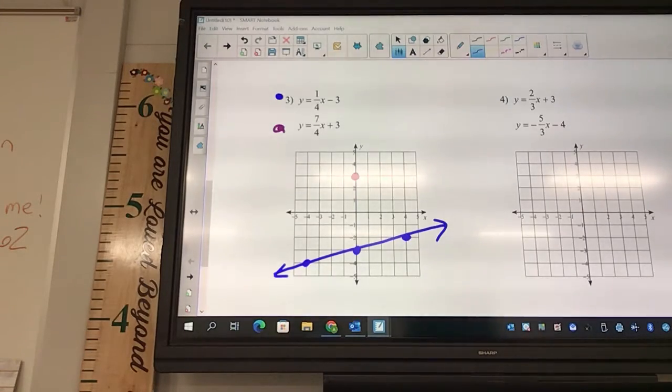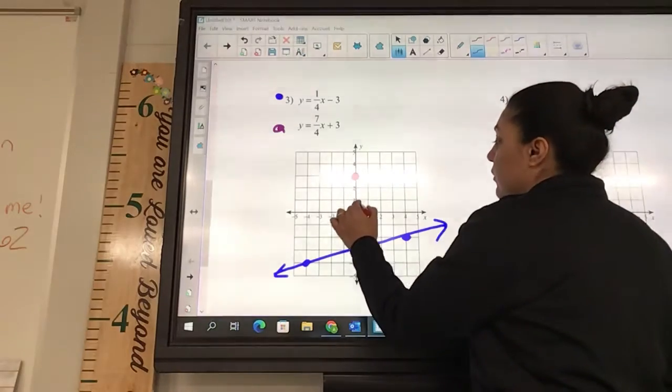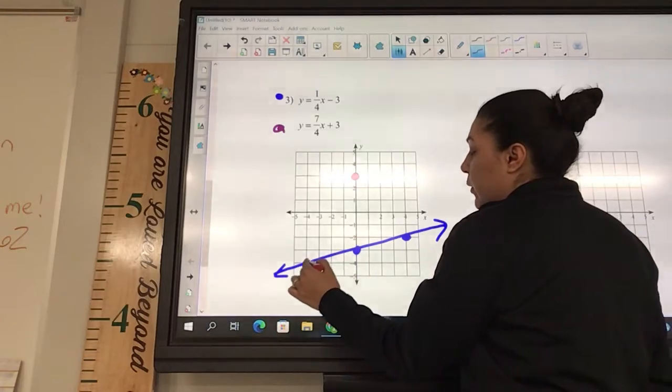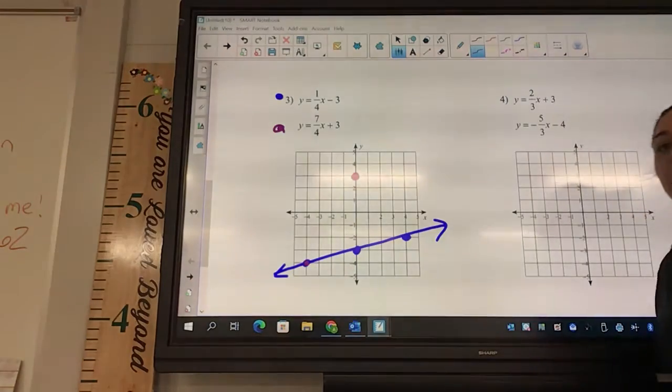1, 2, 3, 4, 5, 6, 7, and over 4. 1, 2, 3, 4. Okay, so our other dot goes there.